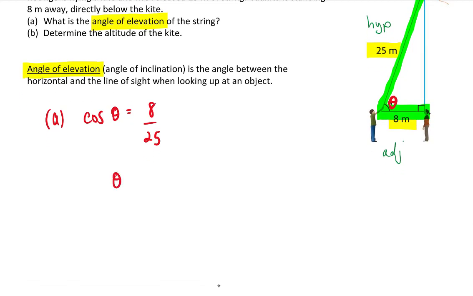If I want to find an angle, remember I need to take the cos inverse, or cos minus 1, of the ratio, 8 over 25 in this case, and just type that into our calculator. Using your second function button, hit your cosine button to get cos minus 1, 8 divided by 25. Make sure you have that in brackets. And you end up with an angle that is approximately 71 degrees. So let's conclude. Therefore, the angle of elevation of the string is 71 degrees.